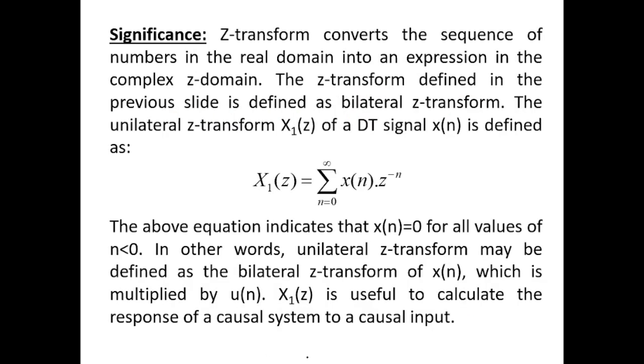So in the next slide we get this equation, which is the generalized equation: n equals 0 to infinity x of n z to the power minus n. This is called the unilateral z transform. Similar is the case for the Laplace transform. If the integral starts from 0 to infinity, it is called unilateral Laplace transform, and if the integral is minus infinity to plus infinity, it is called bilateral Laplace transform.